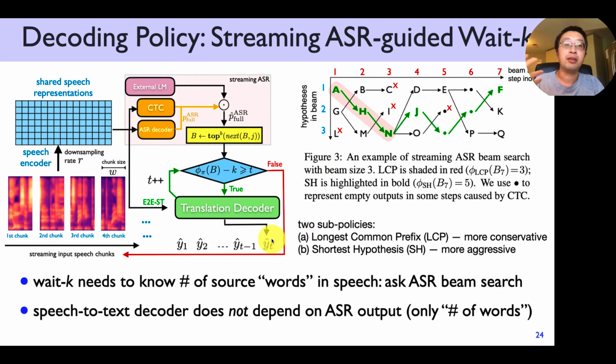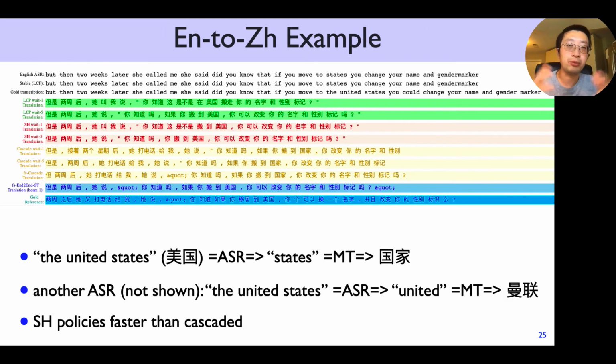So here are more details, and I will not go into more details. We have two different sub-policies, the longest common prefix and the shortest hypothesis. The latter is more aggressive because it's using the shortest hypothesis in the beam search. The other is using the longest common prefix in the beam search, being more conservative. And I will just show you two examples, one from English to Chinese, the other from English to German.